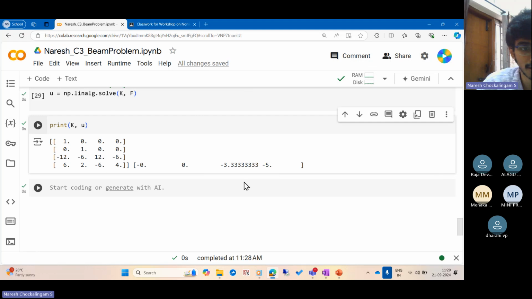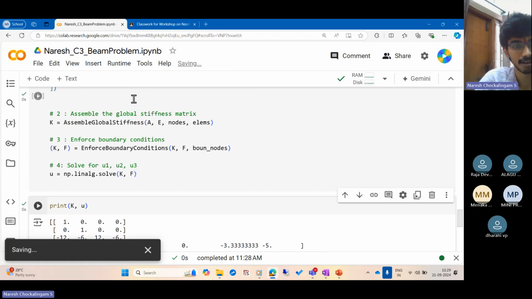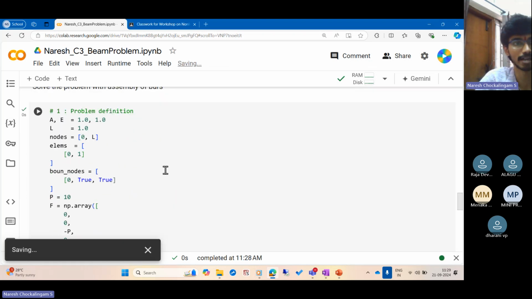So you know that the rotation is PL square by 2EI. P is 10, everything else is 1. So 10 by 2 is minus 5, and the minus denotes that it is a clockwise rotation. So we have solved this problem with just one element.